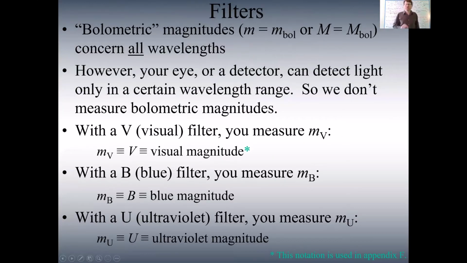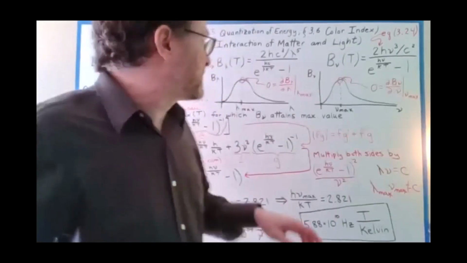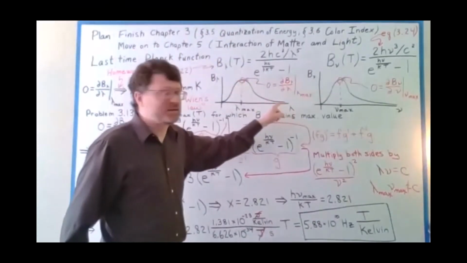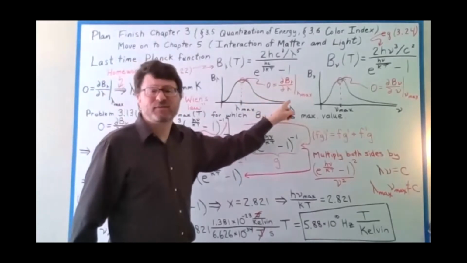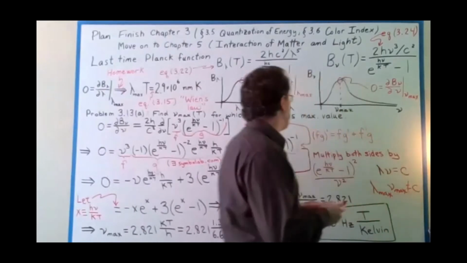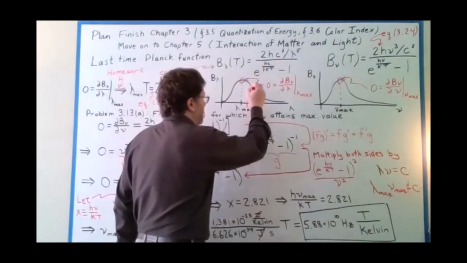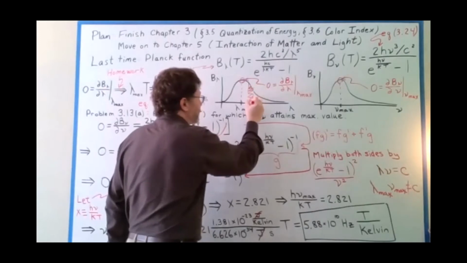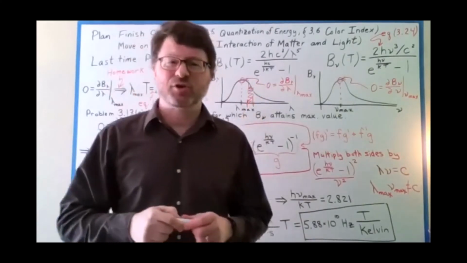Now, if you talk about the energy over all wavelengths, then you would be talking about measuring something called a bolometric magnitude. If you think back to the Planck function just for a moment, and imagine that we were looking at some object that had this distribution of intensity for its light, this spectrum. And if you were looking at it through a V filter, depending on what object it is, maybe that's the range of wavelengths that you're seeing.